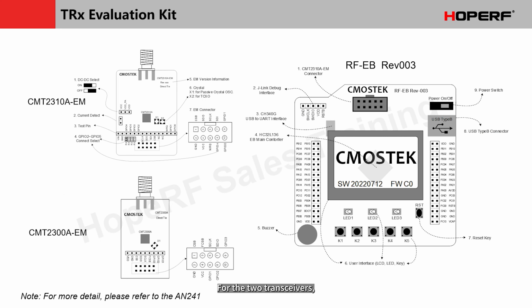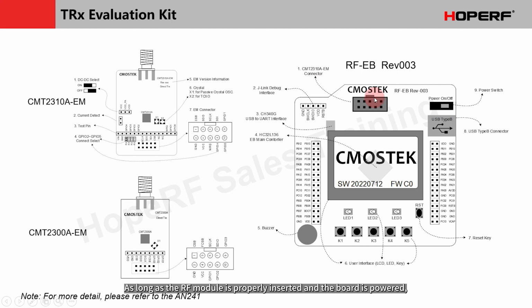For the two transceivers, we have made some evaluation boards for performance evaluation. The evaluation kits can help for the evaluation. The right side of the figure shows the test EB. This is a motherboard with a main controller and a display screen. There is a 10-pin interface reserved at the top of the board. It can insert the CMT2310A based module. It can also insert the CMT2300A based module.